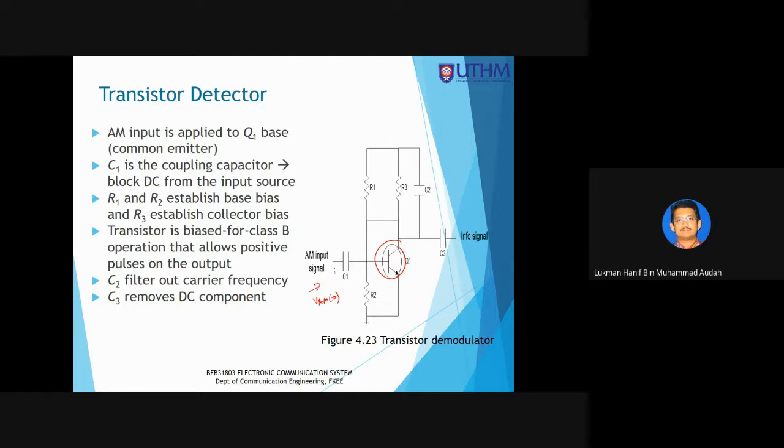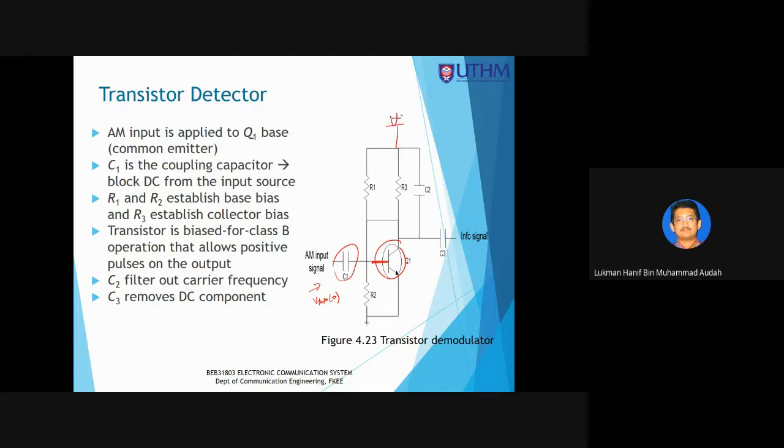Okay, so kita ada capacitor di sini will remove the DC bias. Okay, so dia akan berada pada paksi X. Okay, and then if you see from here again, the voltage at the base will determine whether the current can flow from VCC di atas ini sebenarnya.